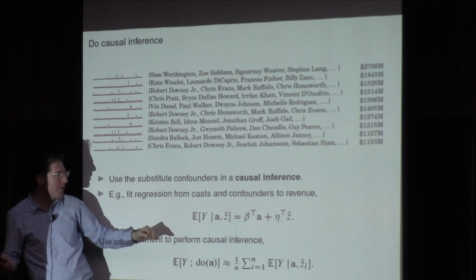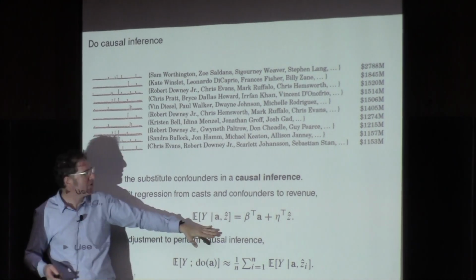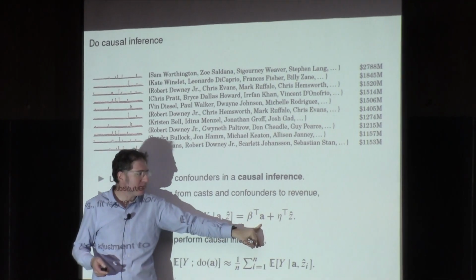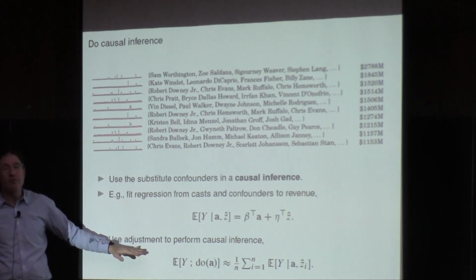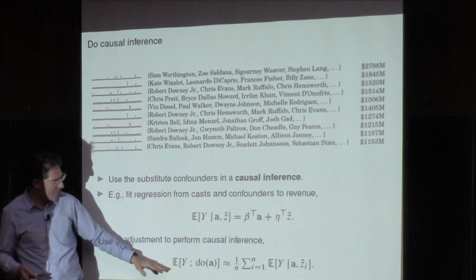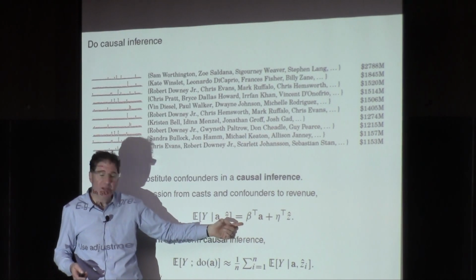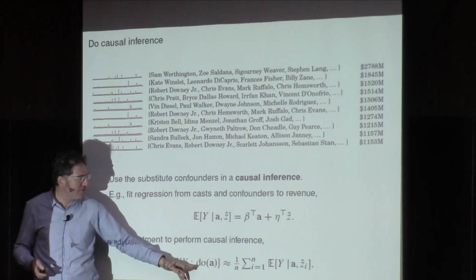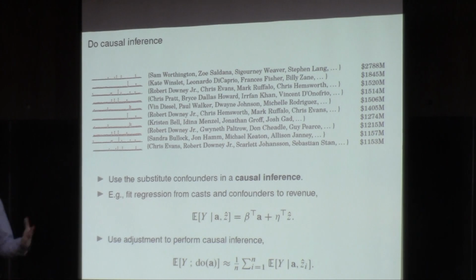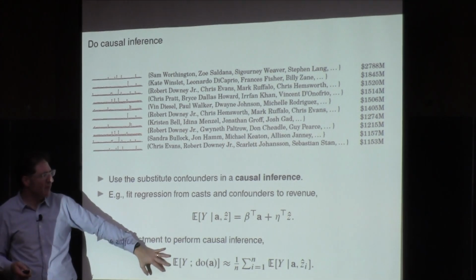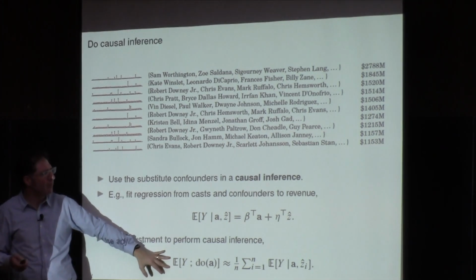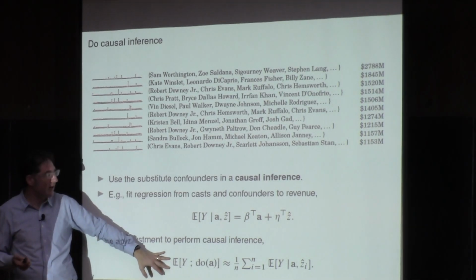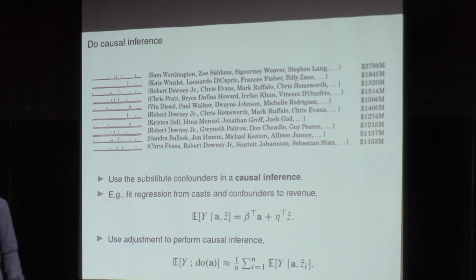For example, if you're familiar with causal inference, I might fit a regression using both the cast and the substitute confounder. Here's that regression. And then I use adjustment to perform causal inference. Once I have this regression fitted, this is a formula that lets me estimate y given do A. And this has different names. It's sometimes called the G formula. It's using the backdoor criterion, and called backdoor adjustment in Pearl's nomenclature.